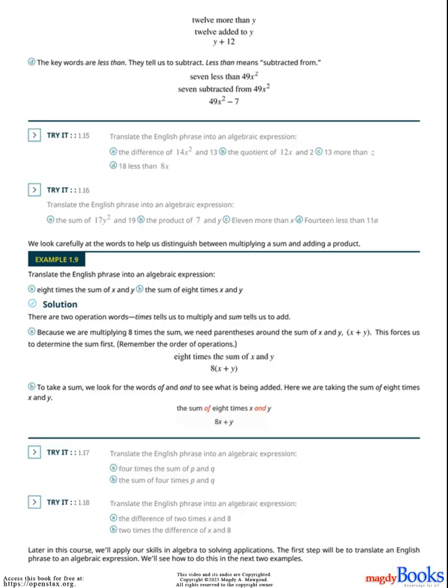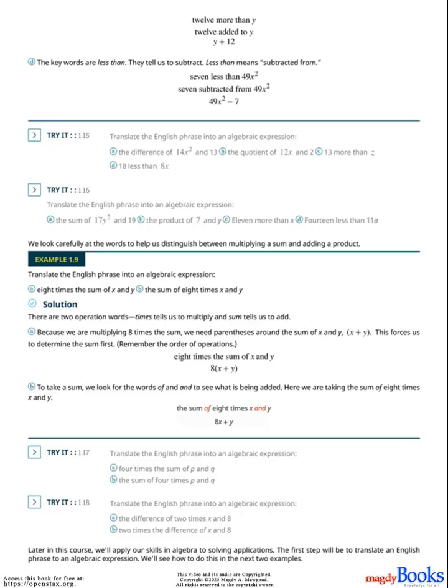Try it 1.15. Translate the English phrase into an algebraic expression. A. The difference of 14x squared and 13. B. The quotient of 12x and 2. C. 13 more than z. D. 18 less than 8x.